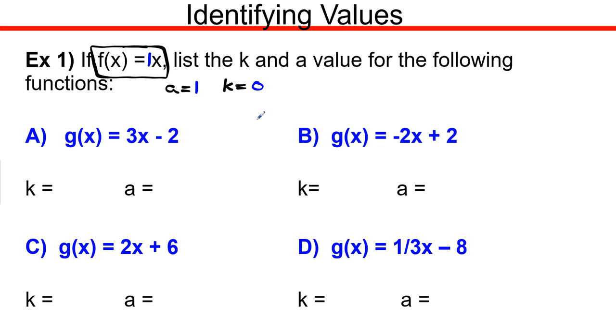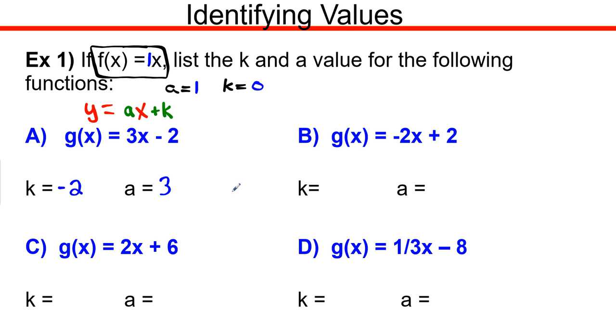So let's look at our first function here. A, g of x equals 3x minus 2. Again, if I want to, I could write that general form right above it, and I can identify what's my a value and what's my k value. Again, remember, we're moving from 0. So from 0 to negative 2, that means I'm going down 2 for my k value. My a value, we can see lines up, is just a 3.